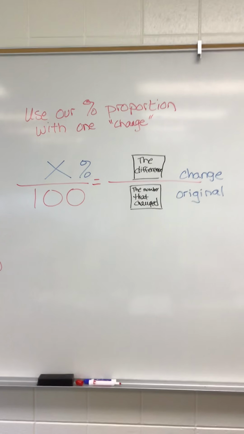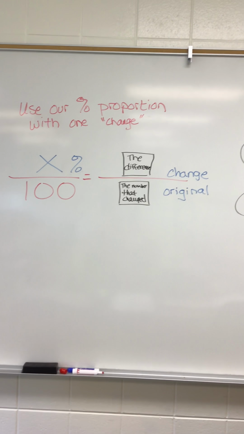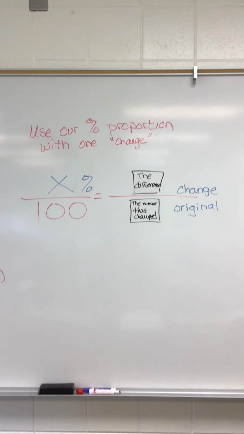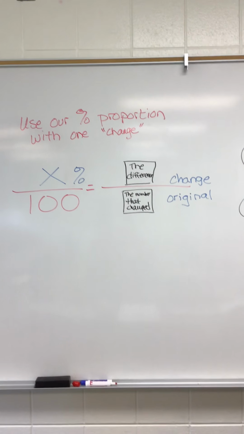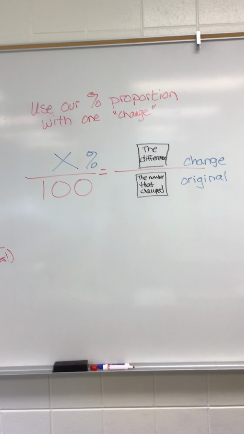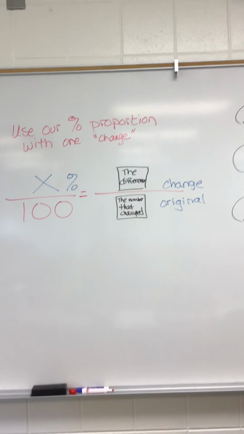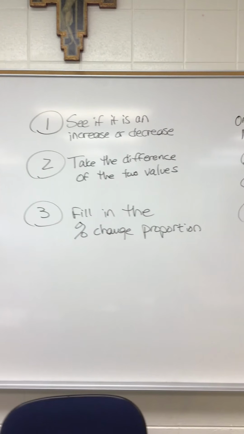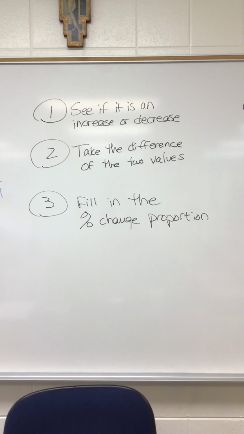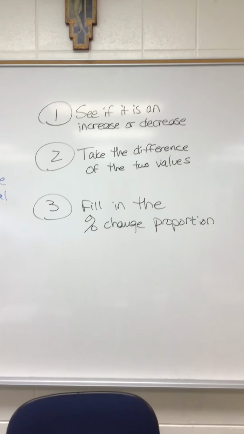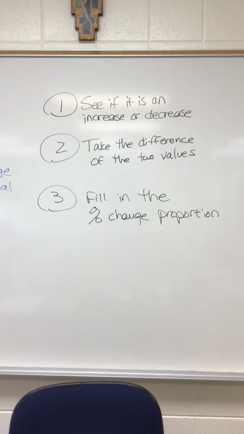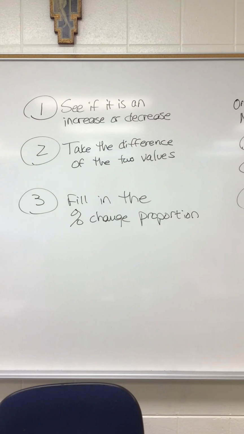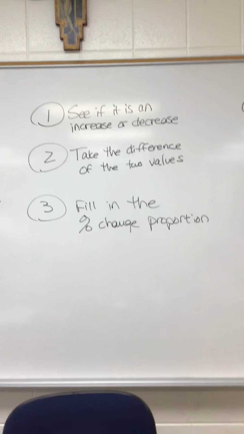All right, so again, in 2.9 we started with our percent proportion with percent and the word "of," right? Now we're doing percent change with percent and the word "change," and also that word "original." All right, so three steps basically for these problems. First of all, we're going to see if it's an increase or a decrease. Second, we're going to take the difference of the two values. Third, we're going to fill in our percent change proportion, and then we're going to solve.